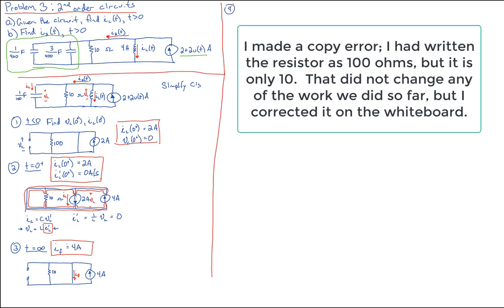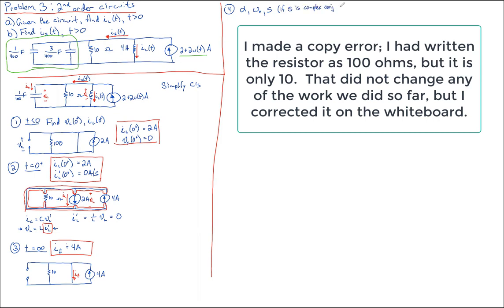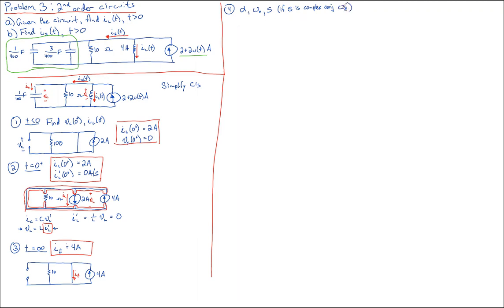Now the fourth step is when we find our alphas, our omega sub naughts, our s's, and if s is imaginary, or if s is complex conjugates, we'll also find our omega sub d, where the real part of s is our alpha and the imaginary part is our omega sub d. And then the last step is we're going to find the form of that natural solution of whatever we're asked to find. So the form has unknowns. Do not solve for your unknowns.